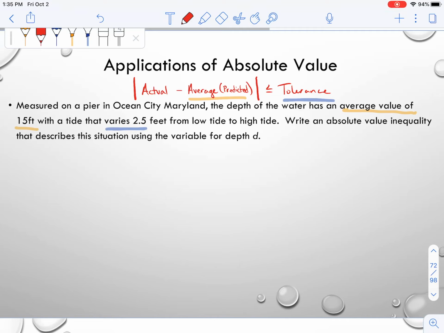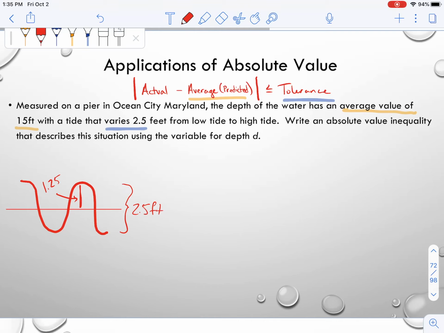So if my tide goes from high tide down to low tide, and it's going to come back to high tide, it's going to do something that looks like a really junky sine function, okay? Here's my average depth. If my total variance here is 2.5 feet, that then means that my actual change from the average to high tide is 1.25 feet.